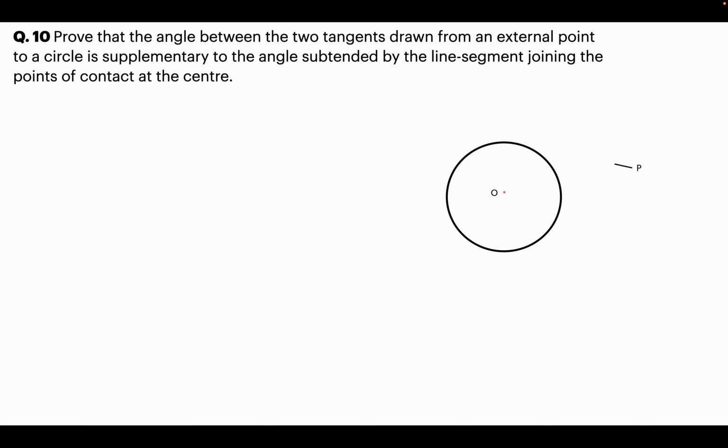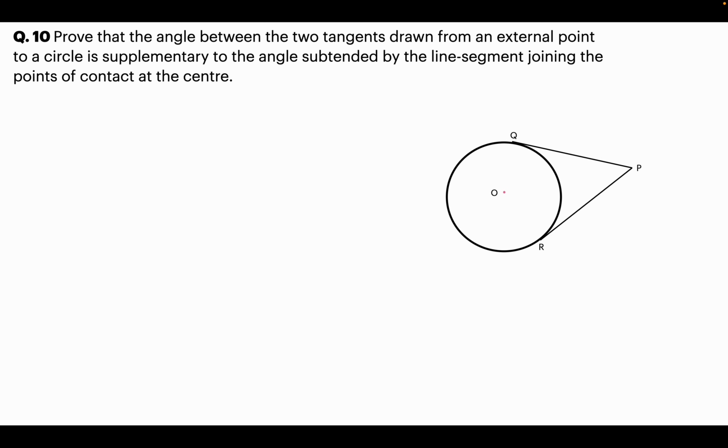So let's first draw two tangents from an external point P, and let's say these tangents touch the circle at points Q and R. Then the angle between the tangents from an external point to a circle is supplementary. So this angle QPR is supplementary to the angle subtended by the line segment. Well, it says line segment, so is it going to be a single line? Actually, it should be line segments.